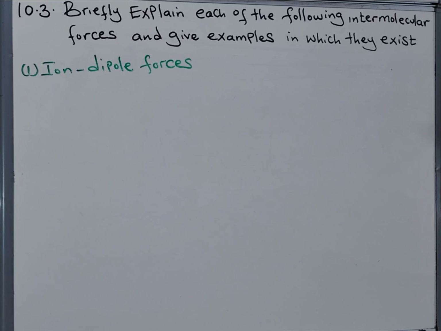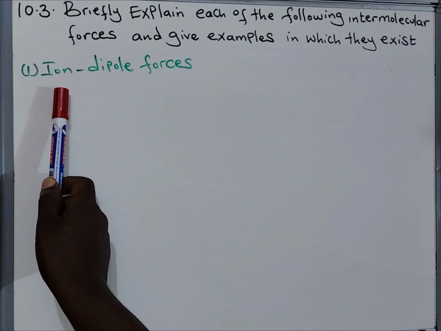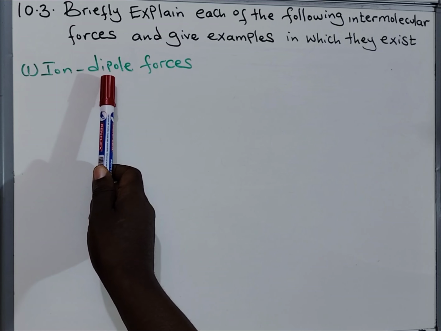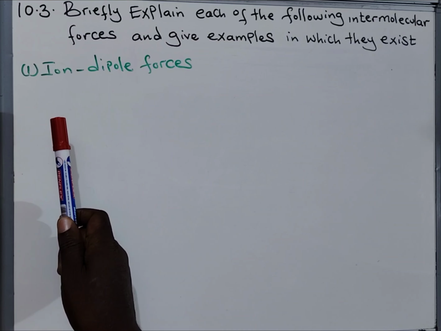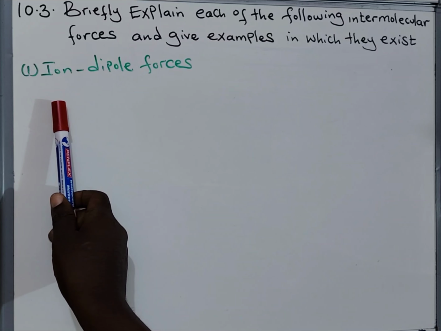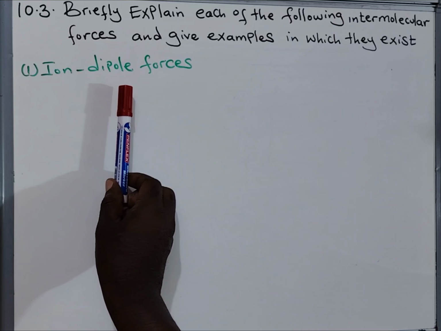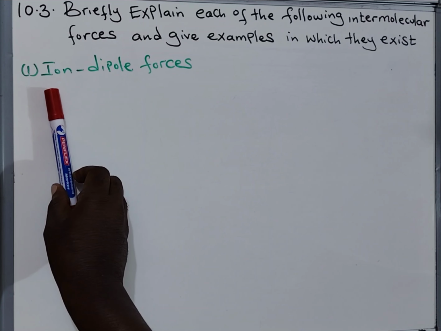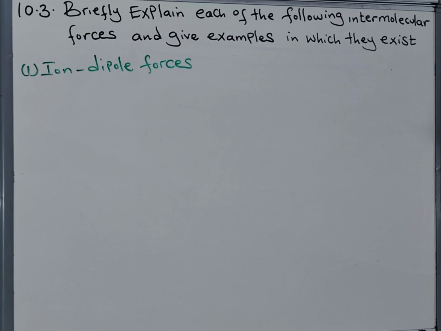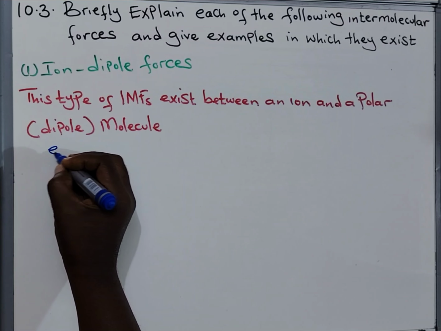Now to analyze this one, when you say ion, it means that one of the compounds is ionic. Dipole means that the other compound is polar. So this is the type of intermolecular force which exists between an ionic compound and a polar compound. That is that.